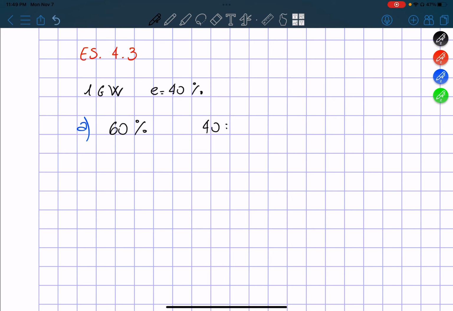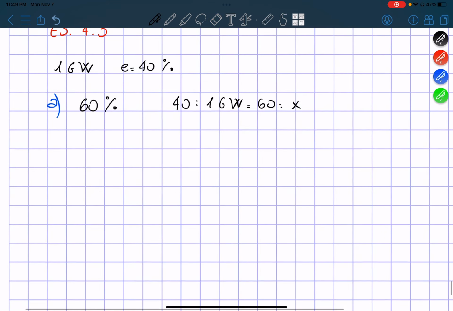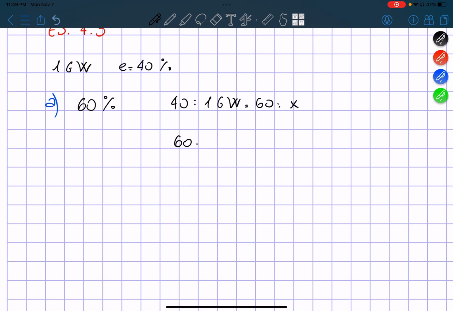Say that 40 is to 1 gigawatt as 60 is to x. So we can solve this. We do 60 times 1 gigawatt, divided by 40. And this equals x, which is then equal to 1.5 gigawatts.